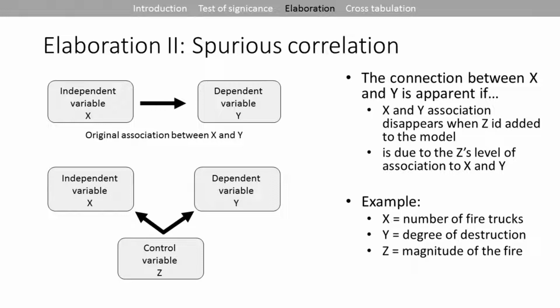So for the control variable, if we would measure just the number of fire trucks and degree of destruction, we would have a false association there. Of course there are more fire trucks, but the fire trucks don't cause the degree of destruction. The thing here is that the magnitude of fire as a variable, if we put that in the model, would basically suppress the association between x and y. That probably makes sense now.